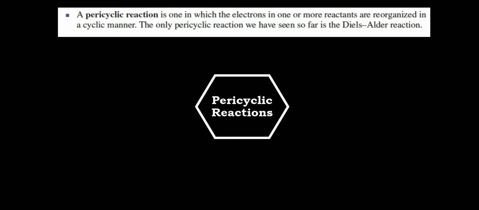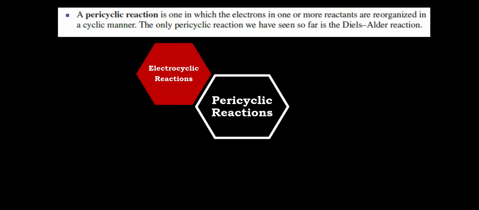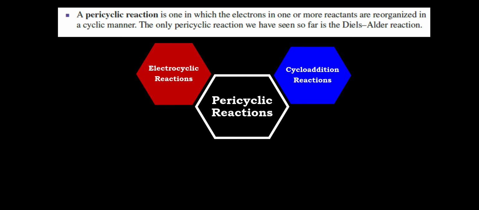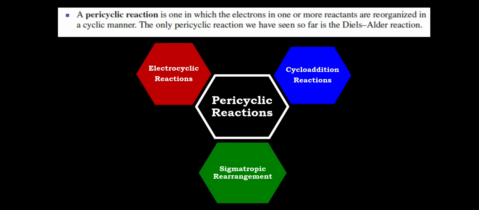And what are the types of pericyclic reactions? They are broadly classified into three types. One is the electrocyclic reaction, another is the cycloaddition reaction, and the third one is the sigmatropic reaction. Okay, so why the name pericyclic? Peri means periphery, and cyclic means the electrons move in a cyclic manner. So electrons move in a cyclic manner around the periphery, or you can say the border, of the reactant. That is why it is called pericyclic.